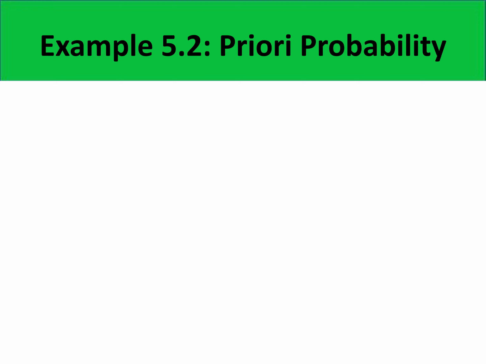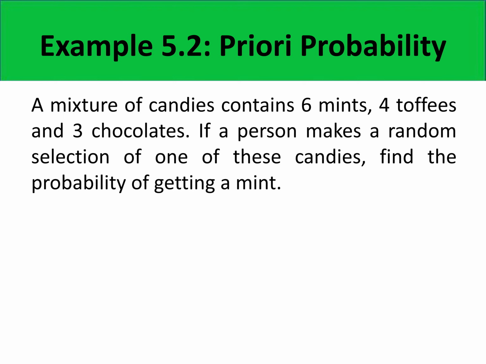Now let's have another example. A mixture of candies contains 6 mints, 4 toffees, and 3 chocolates. If a person makes a random selection of one of these candies, find the probability of getting a mint. So the sample space in this experiment would consist of all the candies, while the event A would consist of all candies which are mints.